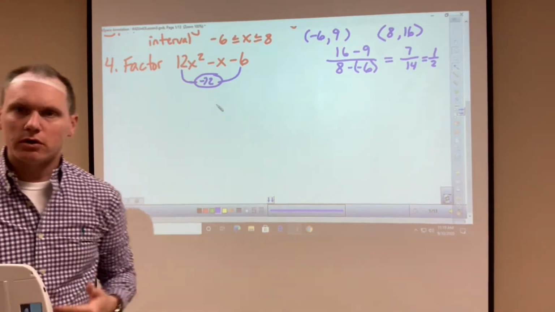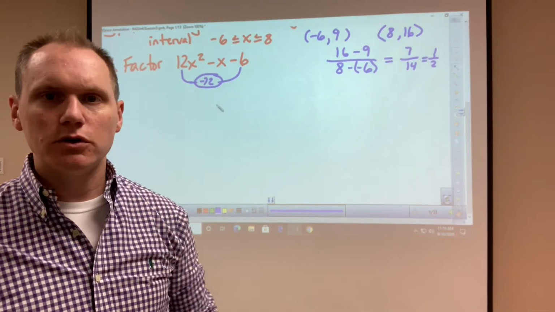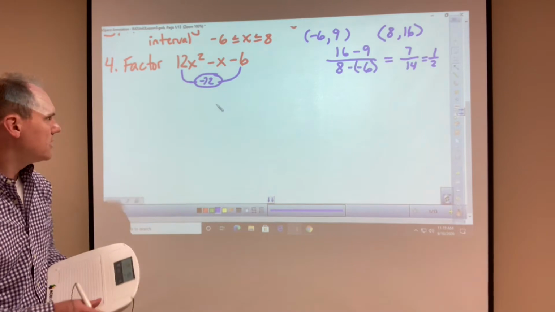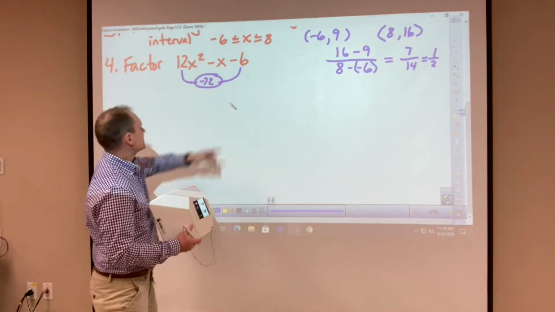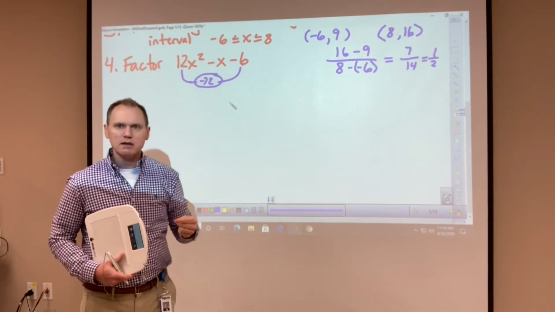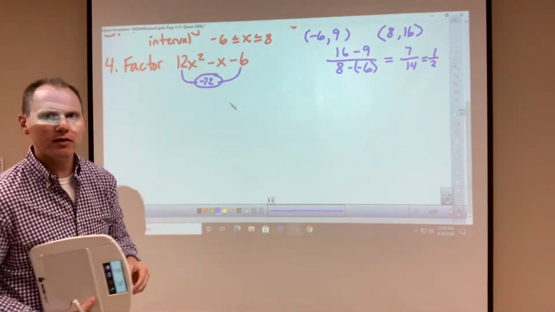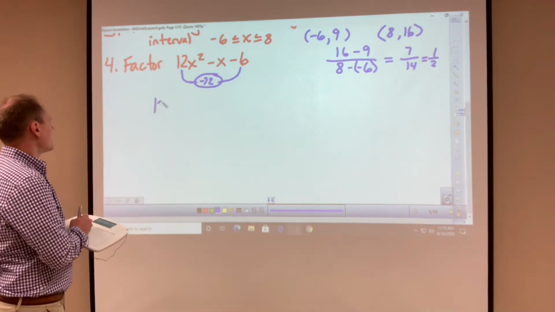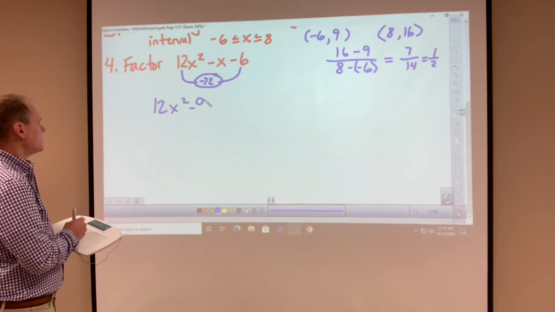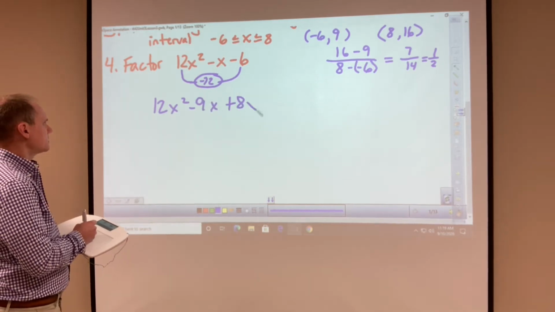So if you then go through all the possibilities, what multiplies to give us 72, one that might come to mind is 8 times 9. And to add to give us a negative 1, we need the 9 to be negative, right? Negative 9, positive 8 gives us negative 1. So we're going to rewrite this as 12x squared minus 9x plus 8x minus 6.